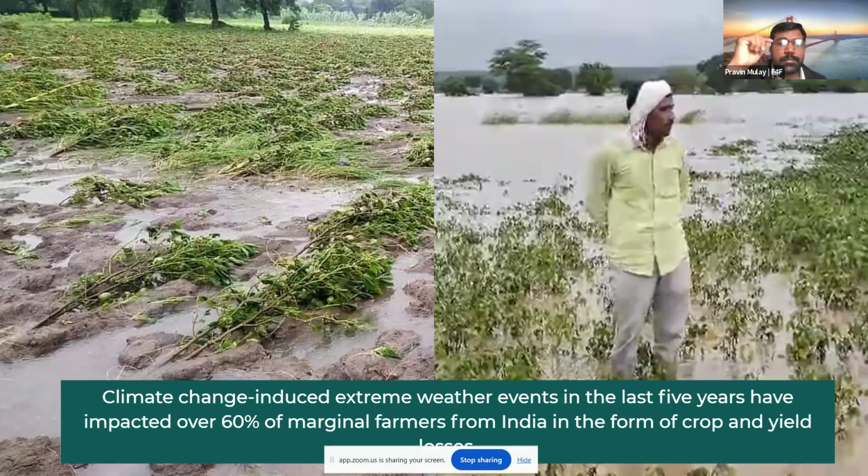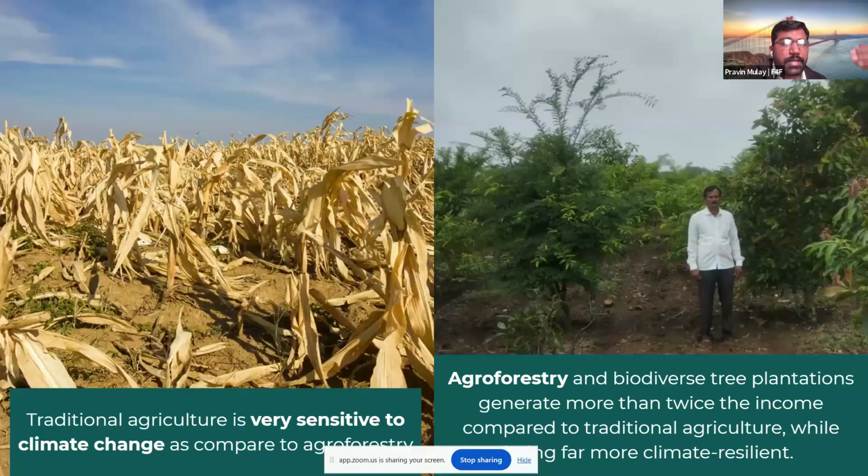Climate-induced extreme weather events like drought and floods are affecting small and marginal farmers the most. These are 60% of the population in India. Most of these farmers have farming as their primary occupation or primary income source. So this is a big livelihood issue for all of these farmers. Traditional agriculture, the crops they are growing, are very sensitive to climate change. This includes maize, pulses, and other crops they are currently growing.